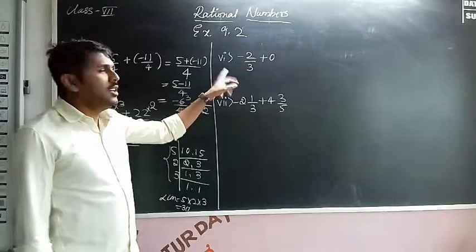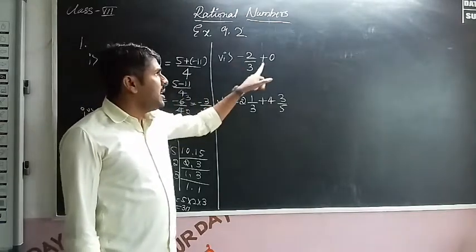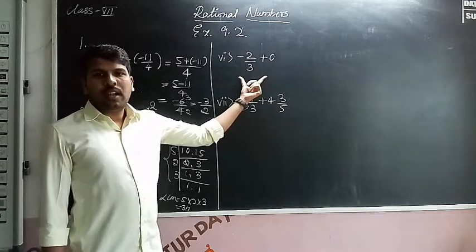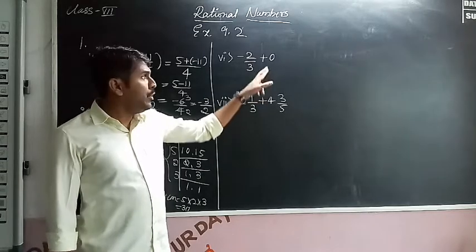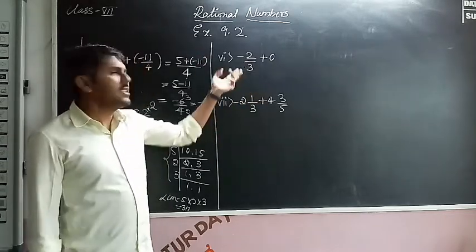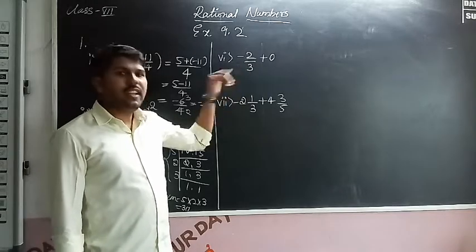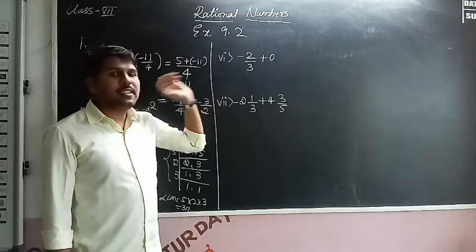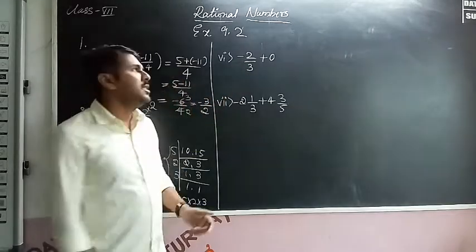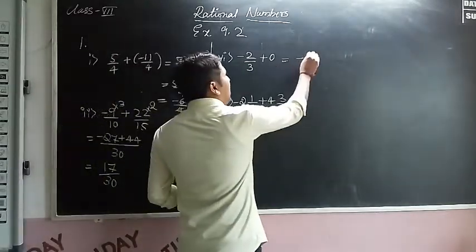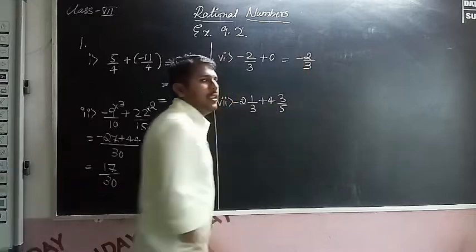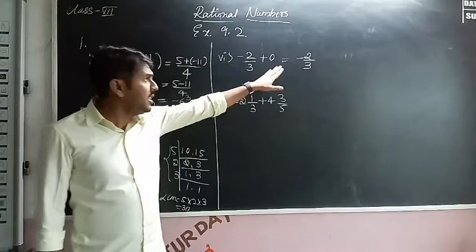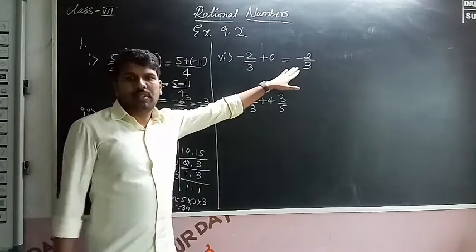So next, third one. Minus 2 by 3 plus 0. Which property is this? Tell me. Additive identity property. If you add 0 to any rational number, the resulting number will be the same rational number. So the answer will be minus 2 by 3 only.